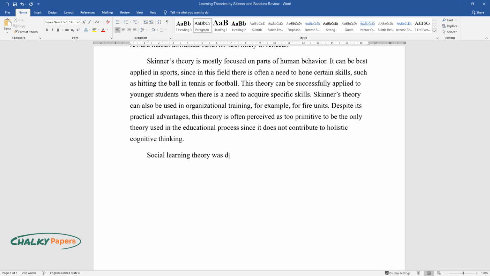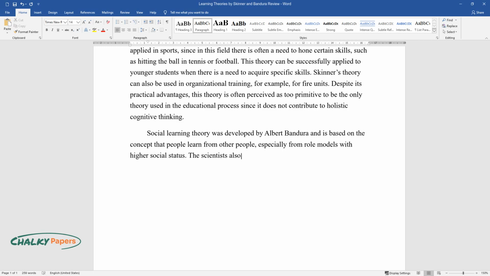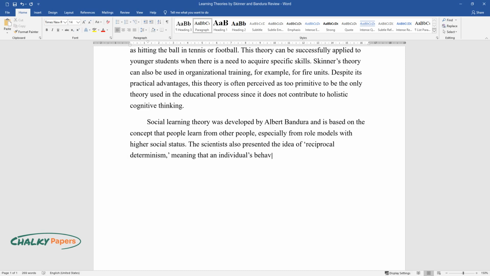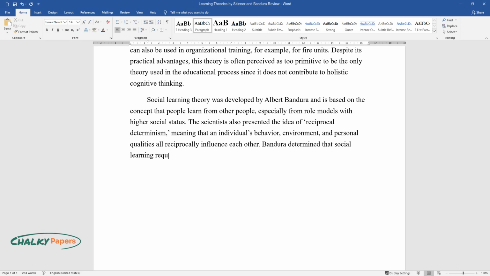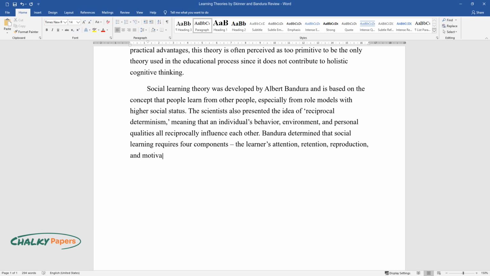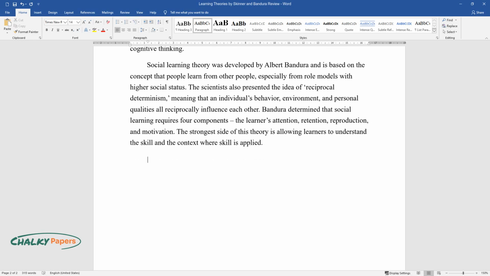Social learning theory was developed by Albert Bandura and is based on the concept that people learn from other people, especially from role models with higher social status. The scientist also presented the idea of reciprocal determinism, meaning that an individual's behavior, environment, and personal qualities all reciprocally influence each other. Bandura determined that social learning requires four components: the learner's attention, retention, reproduction, and motivation. The strongest side of this theory is allowing learners to understand the skill and the context where skill is applied.